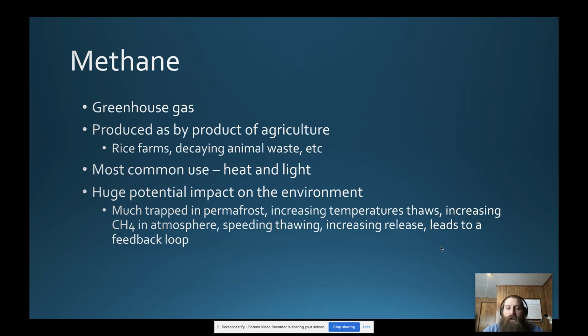Now, moving on to some of the petrochemicals I want you guys to be familiar with in this unit. Methane is really important. All right, it's a greenhouse gas. It's produced as a byproduct of agriculture. We use it for generating heat and light. It has a pretty large impact on the environment, right? And we'll talk some more about that in the unit, and you'll see some of that in the textbook.